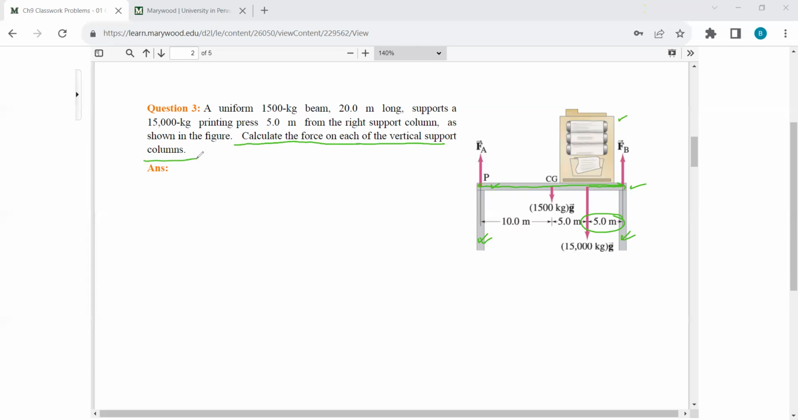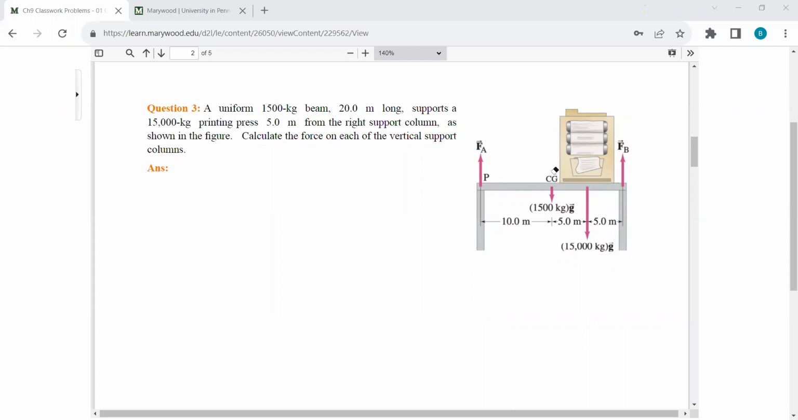Okay, all right. What it means is that we have to calculate the normal forces. To understand this, first we need to understand a few things.